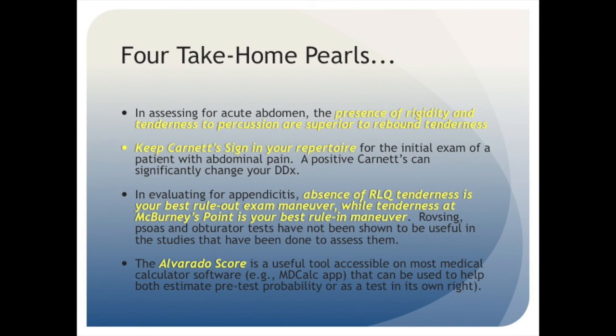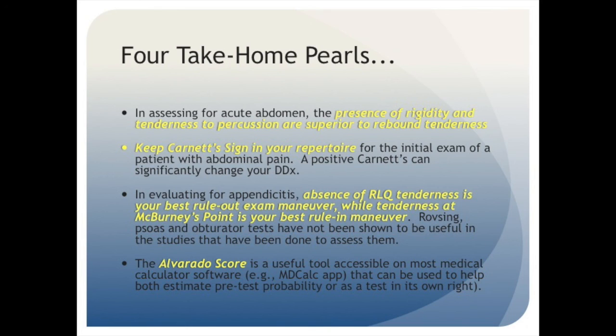In conclusion, I'd like to review just 4 take-home pearls from this presentation. The first is when you're assessing for an acute abdomen, the presence of rigidity and tenderness to percussion are actually better tests for ruling in an acute abdomen than rebound tenderness. Second, keep Carnett sign in your repertoire for the initial exam of a patient presenting with abdominal pain, as it is very useful in helping to differentiate between abdominal wall pain and visceral abdominal pain like you'd see in peritonitis or appendicitis.